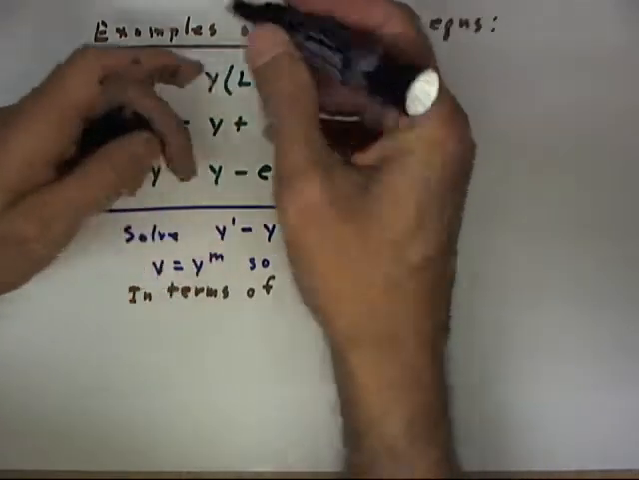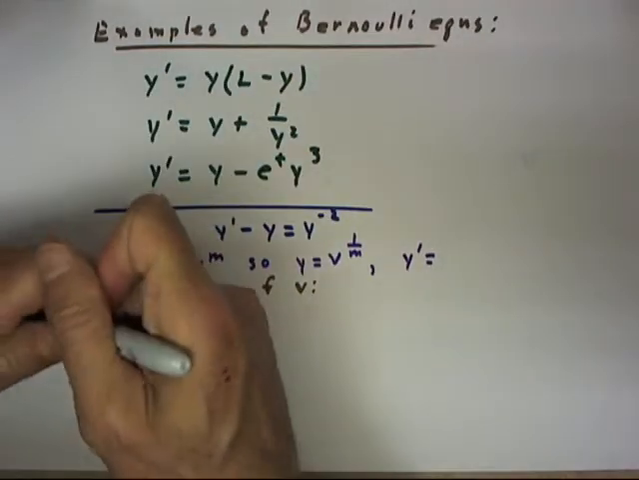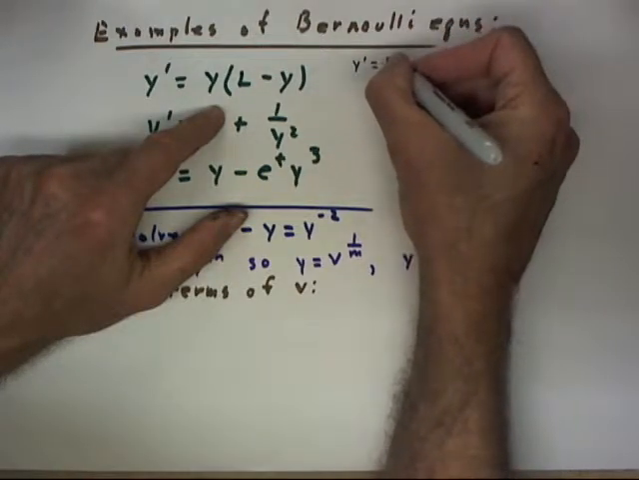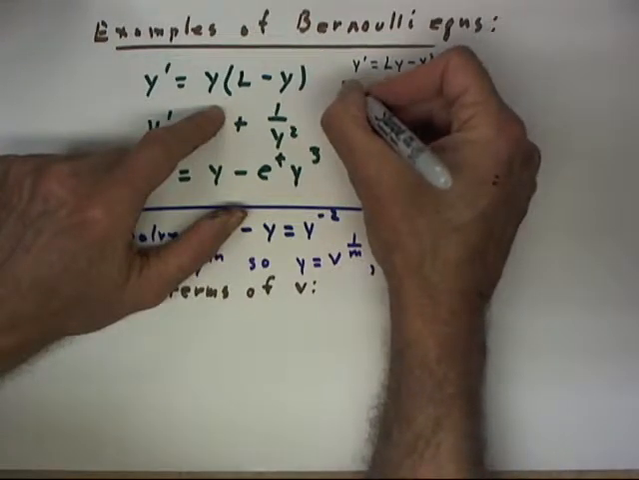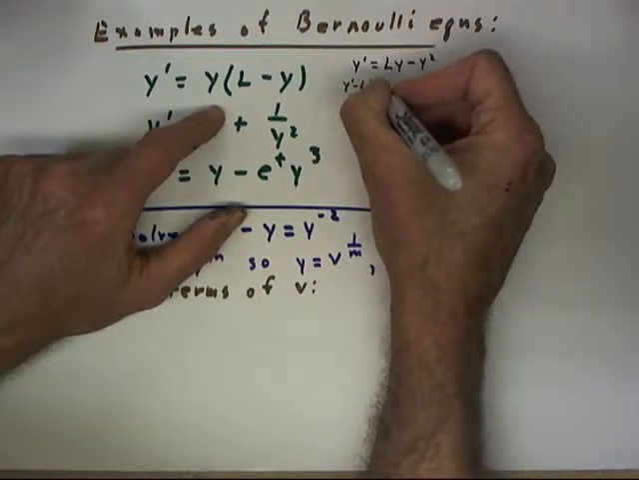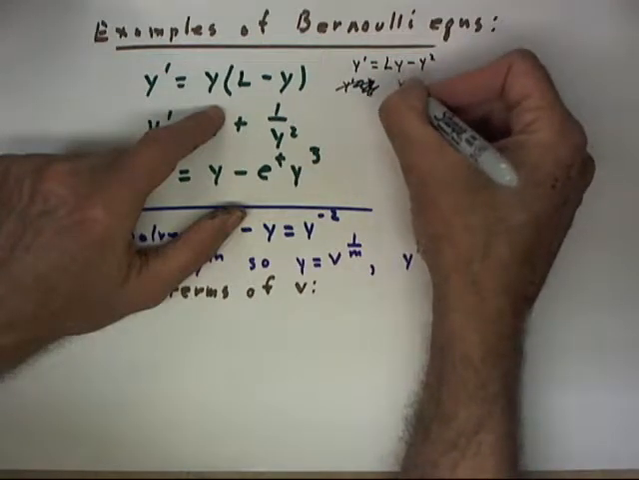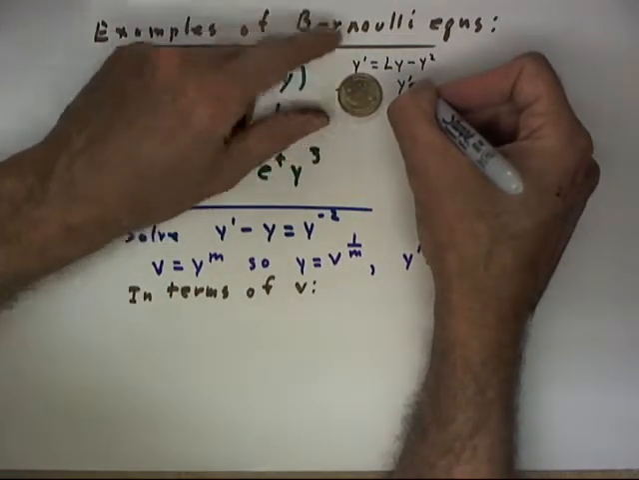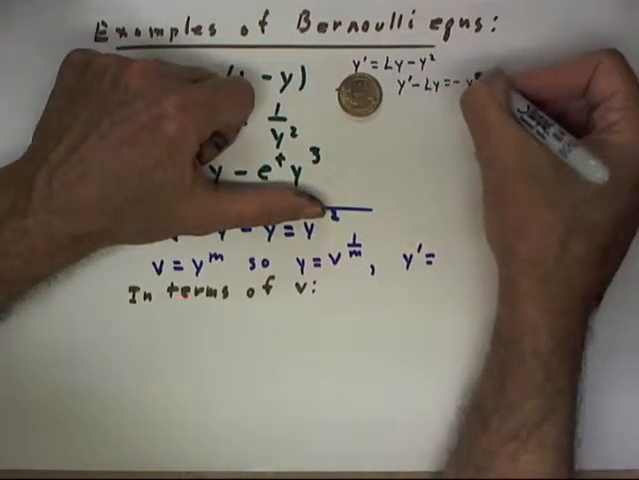First of all, we're going to note that, and let me go to the Sharpie because I don't know how much I'm going to need to write here. We're going to get y prime equals Ly minus y squared. Now that's of the form y prime minus Ly. Okay, y prime minus Ly equals negative y squared.